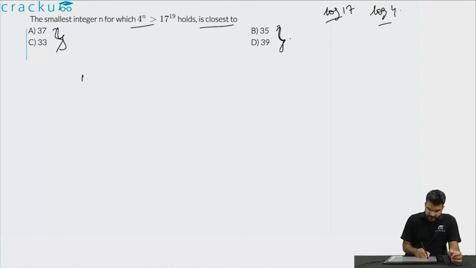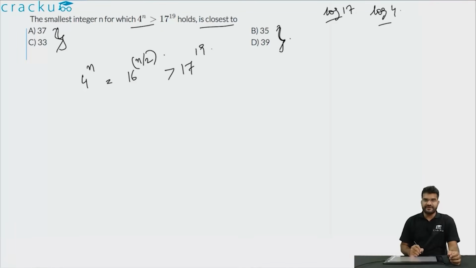Now if you look at 4 to the power n, you know that 4 to the power n is equal to 16 to the power n by 2. Now you know that 16 to the power n by 2, if it is greater than 17 to the power 19 as is given, because 16 is less than 17, it would definitely imply that n by 2 is greater than 19. Because 16 is the smaller number, if it is raised to a much higher number, only then will it be greater than 17 to the power 19. Or this would imply that n is greater than 38.